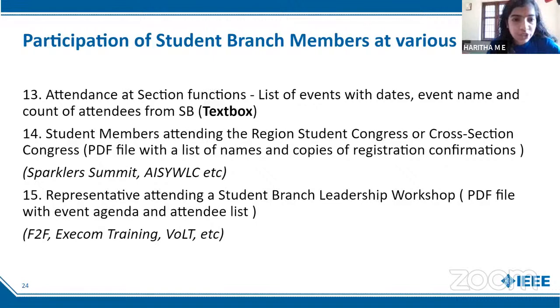Next is about the student branch members attending Region, Student Congress or cross-section conferences. For that, you have to upload a PDF file. If there are more events, you can take the registration confirmation copies and provide a list of students who have attended. Some of the events which you can include under this are AISYWLC, Sparkler Summit, etc. All the events your SB members attended, you can give under this.